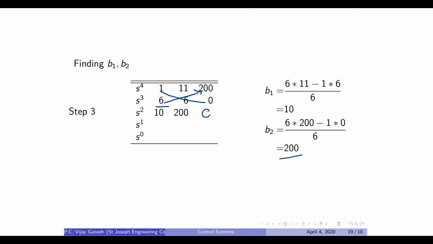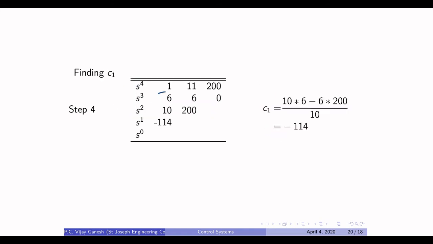Now we will find the next row, S power 1, that is equal to C1, C2, C3. To find the value of C1, we have to take the S cube and S square rows. So we multiply 10 into 6 minus 6 into 200, divided by 10. So we'll get the value as minus 114. When you go for C2, it's 10 into 0 minus 6 into 0, so we'll get the value as 0. The rest of the columns are 0 for us.